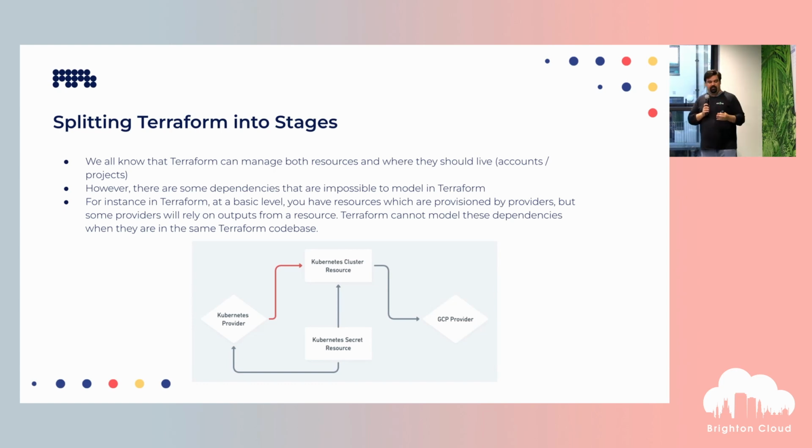However, there are actually some dependencies that are impossible to model in Terraform. So at my previous job, I worked on a C++ build system, and Terraform at its heart is just a build system for infrastructure, and it is a way to model dependencies, right? And to resolve them in the correct manner. But it can't do that for everything. So this diagram describes one of those scenarios where if you have a single Terraform code base, this is actually pretty much unresolvable.